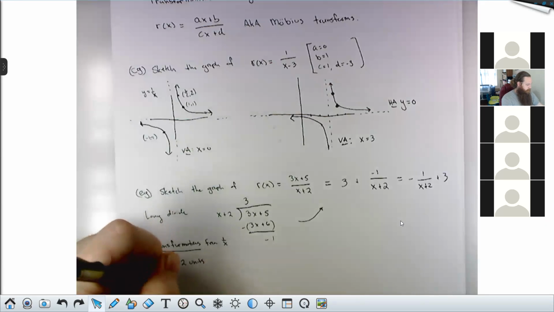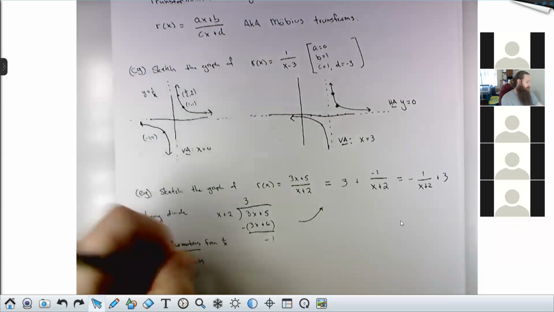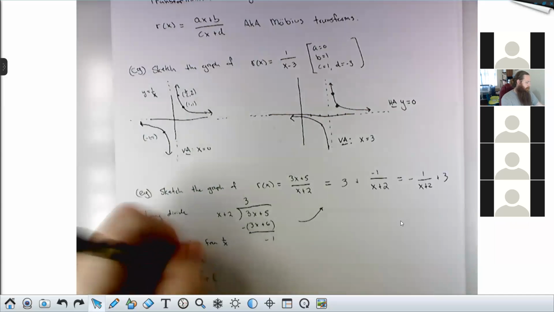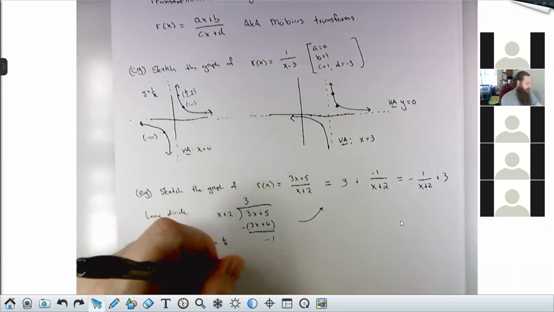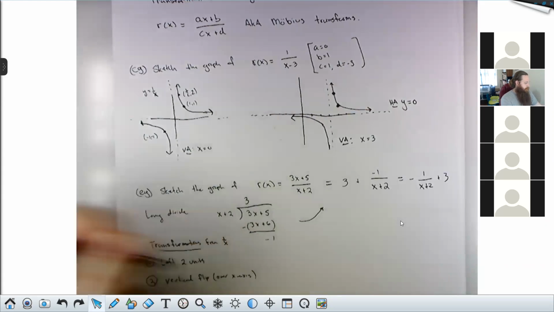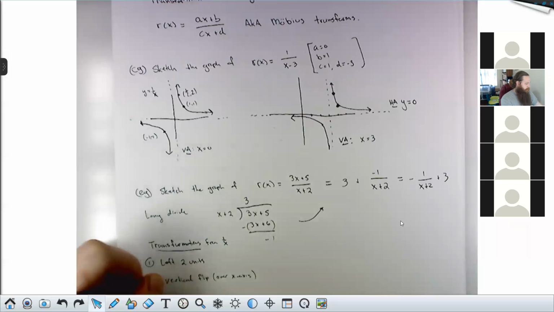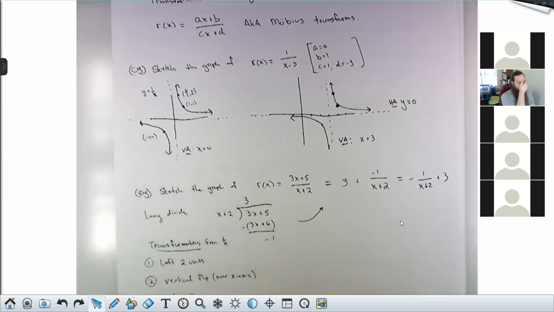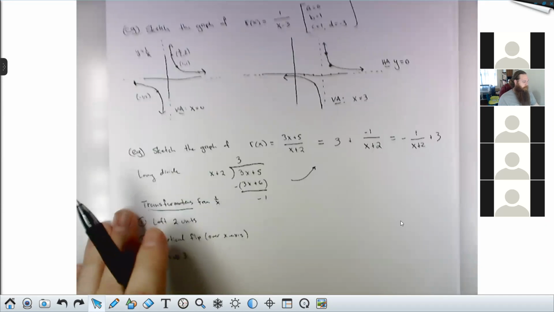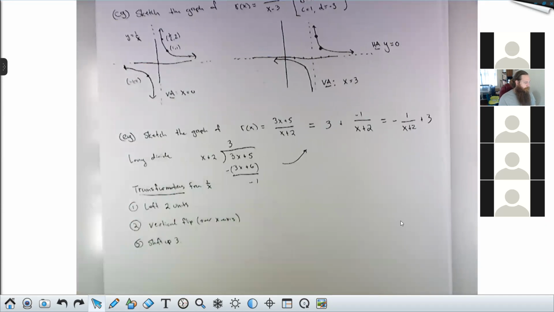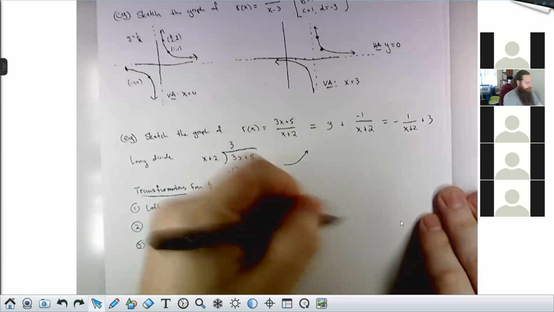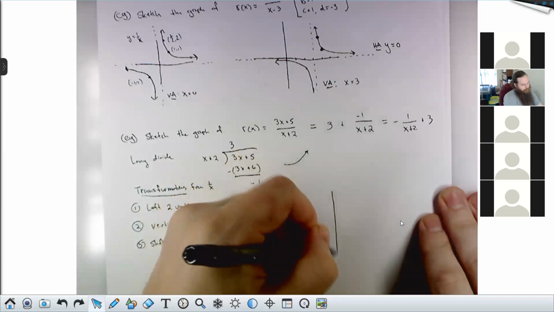So, vertical flip over the x-axis, just for clarity, and then we'd shift up 3. So I'm going to take the graph of 1 over x, shift it to the left 2 units, flip it upside down, then bump it up 3 units.